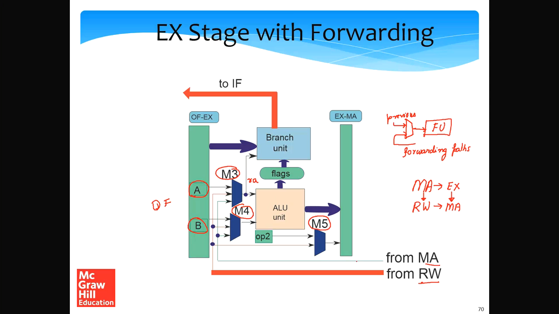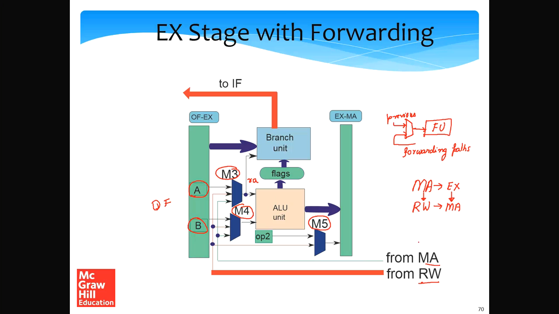So since there are two forwarding paths that come from the MA and the RW stages to the EX stage, every multiplexer to the input of both the branch unit and the ALU unit will have to choose one input among three. One of them comes from the previous stage and two come from forwarding paths. OP2 is an exception. The reason it's an exception is that it's not used in the EX stage, rather it is used in the MA stage. So we only need to consider one forwarding path, which is the RW stage.